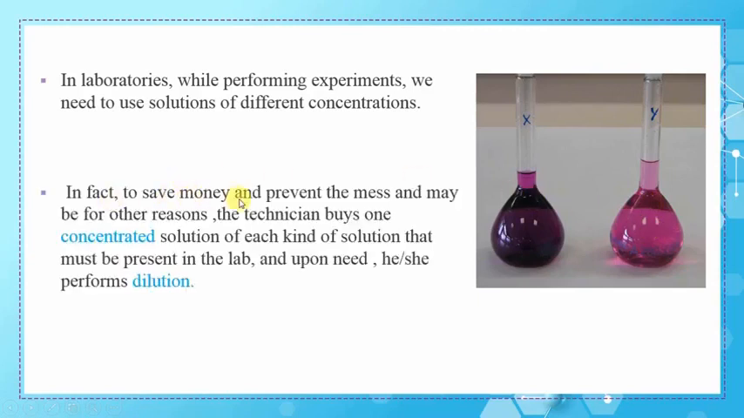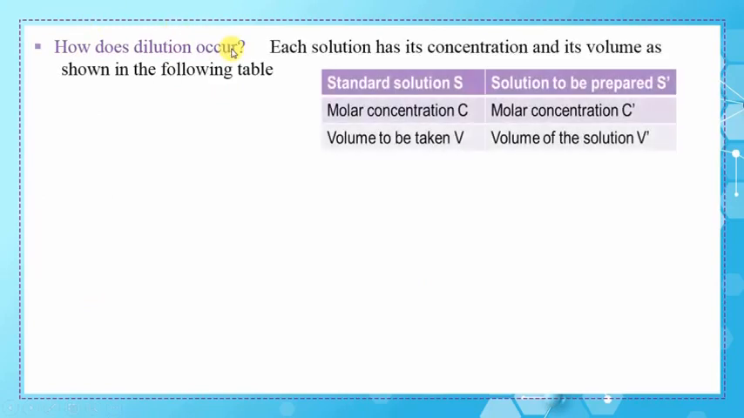In fact, to save money and prevent the mess, and maybe for other reasons, the technician buys one concentrated solution of each kind of solution that must be present in the lab, and upon need, he or she performs dilution. The question is, how does dilution occur? Each solution has its concentration and its volume as shown in the following table.